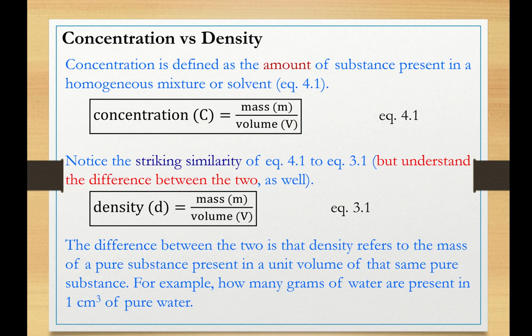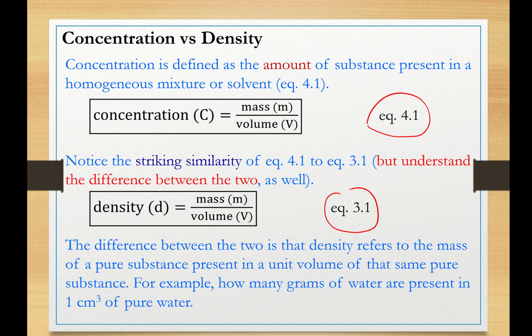Now, we're all familiar with the equation expressing the density of a material. And as you can see here, equation 4.1 looks identical to the formula for the density. Concentration is also written as mass over unit volume. However, these two properties are very different.